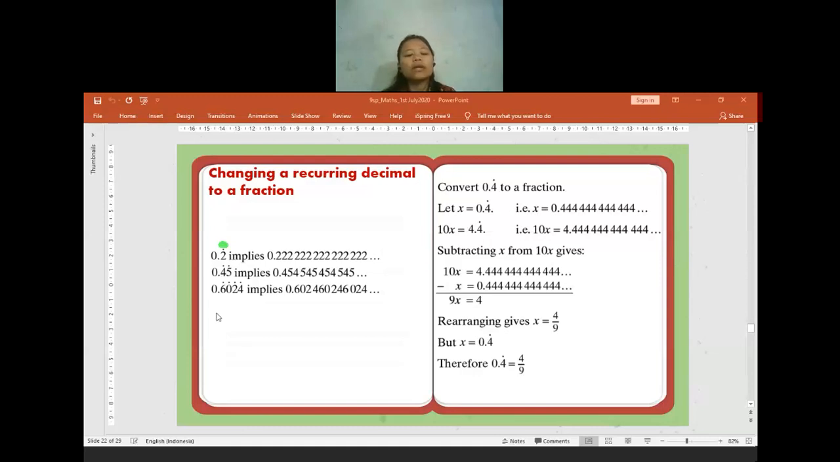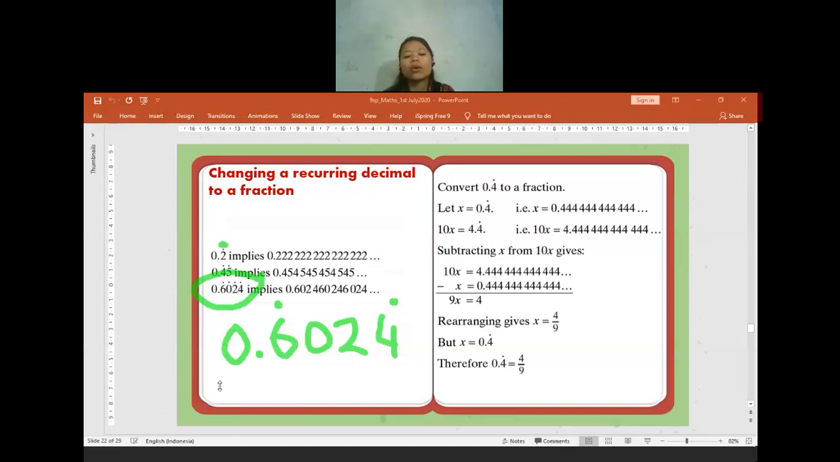Now if it is 0.6024, it means it will be 0.602460246024 and so on. Sometimes when the digits are too many like this, people will not write it all. They will just write the dot at the very first and the very last digit. So I can just put the dot at the top of number 6 and number 4. It means the digits that keep repeating will start from the 6 until number 4.